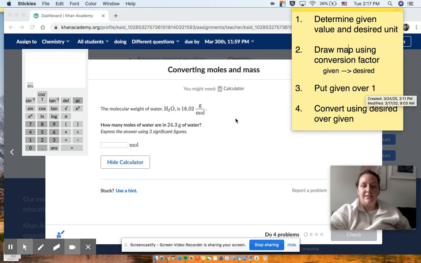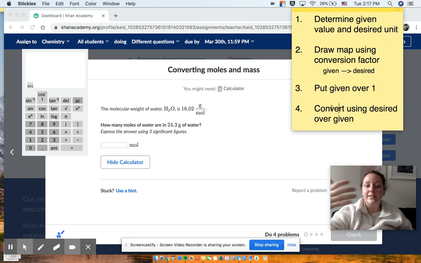The third step is to put your given over 1. This is everyone's favorite step because it's the easiest one. You just write your given value and you put it over 1. And then last step, convert using the conversion factor, which is always going to be in the form of desired over given, right? Desired on top and then given on the bottom. Desired value or desired unit and given unit, okay?